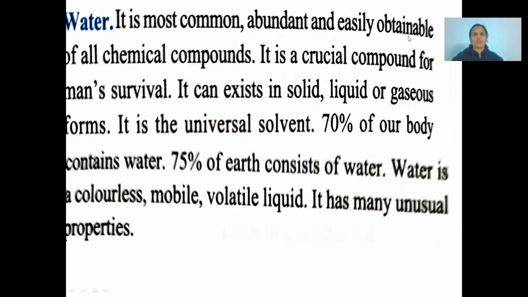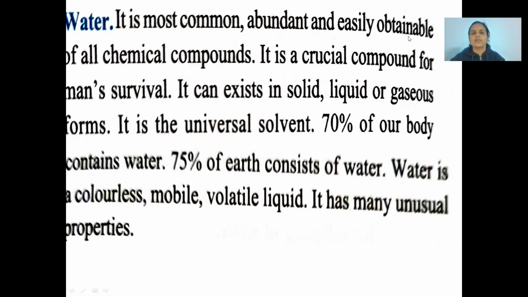Water is the most common, abundant and easily obtainable of all chemical compounds. It is a crucial compound for man's survival. It can exist in solid, liquid or gaseous forms. It is the universal solvent. 70% of our body contains water. 75% of Earth consists of water.